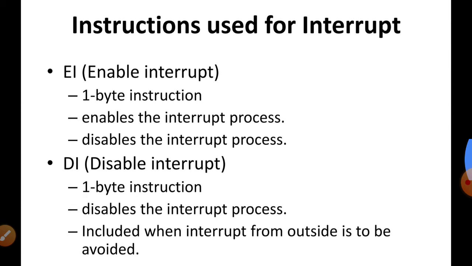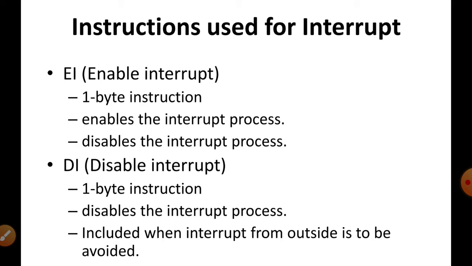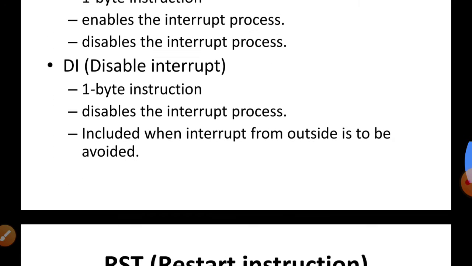The instructions which are used for the interrupts are, as I told you, EI and DI. EI is a single byte instruction. It enables the interrupt process, and again it is going to disable the interrupt process. Both things are contradictory to each other, but the meaning is very simple. Once it enables the interrupt process and one of the devices has interrupted the microprocessor, it disables the rest of the interruptions. So, that is why EI stands for enable as well as disable.